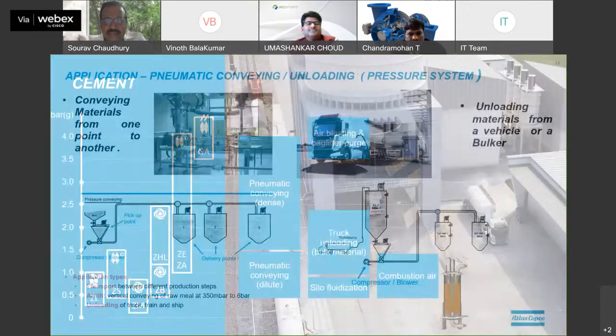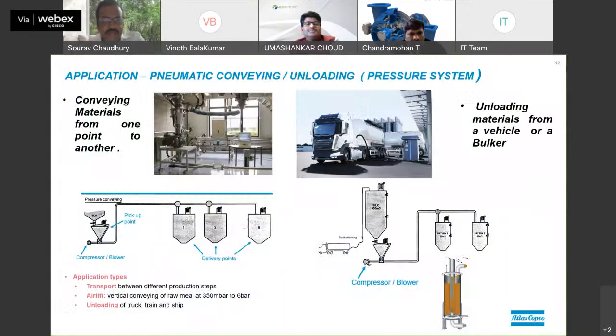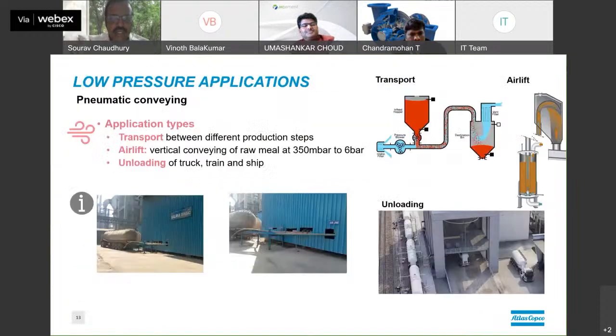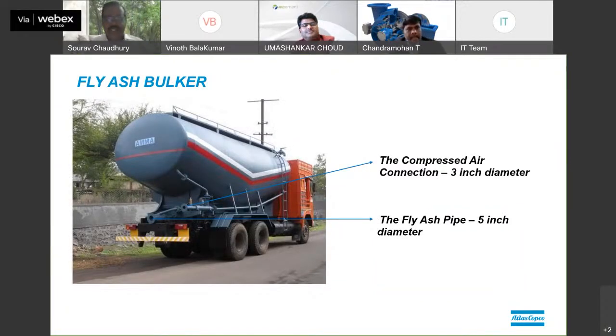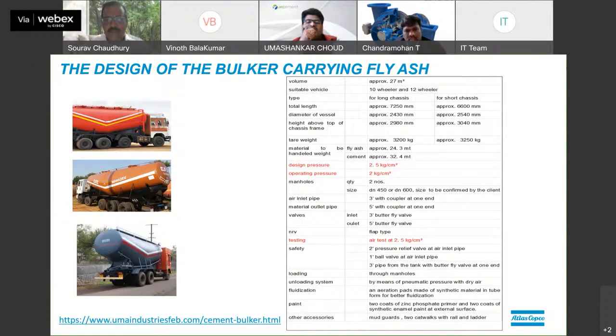So a very critical application in cement is pneumatic conveying, be it conveying from point A to point B or unloading of materials from a bulker. Maybe it can be fly ash, it can be anything else. This can be airlift also. We have done a close study here. The bulkers are typically 30 to 40 tons, and they are typically designed for 2 to 2.5 bar. That means the bulker body cannot take more than this pressure. It is not safe to do that.